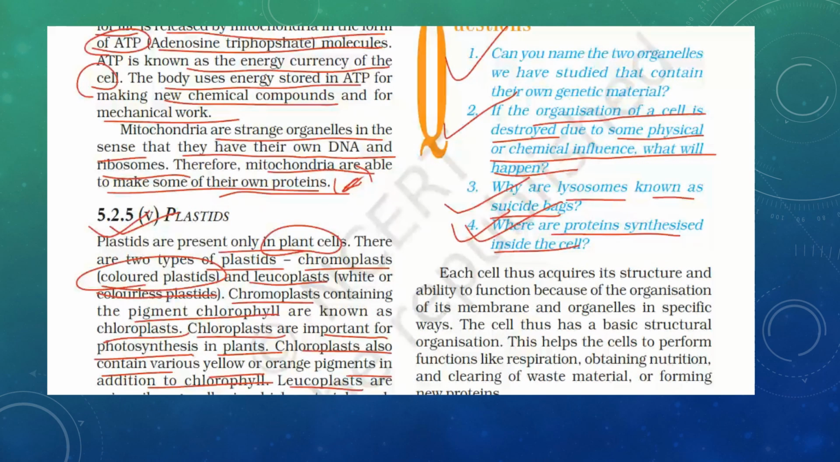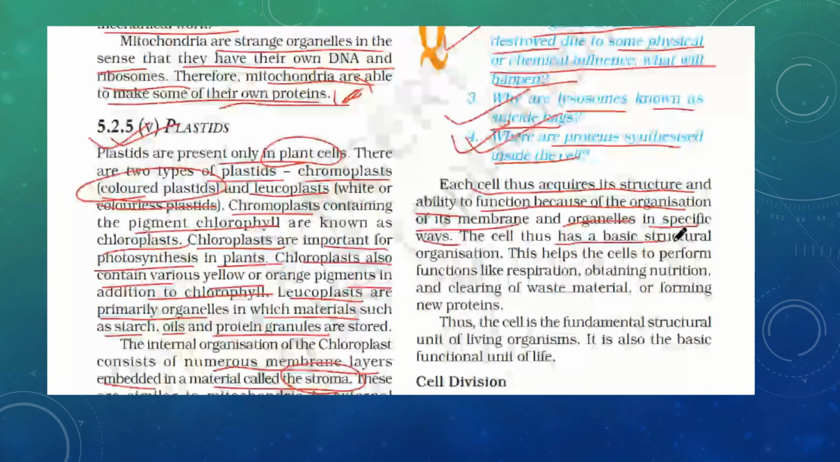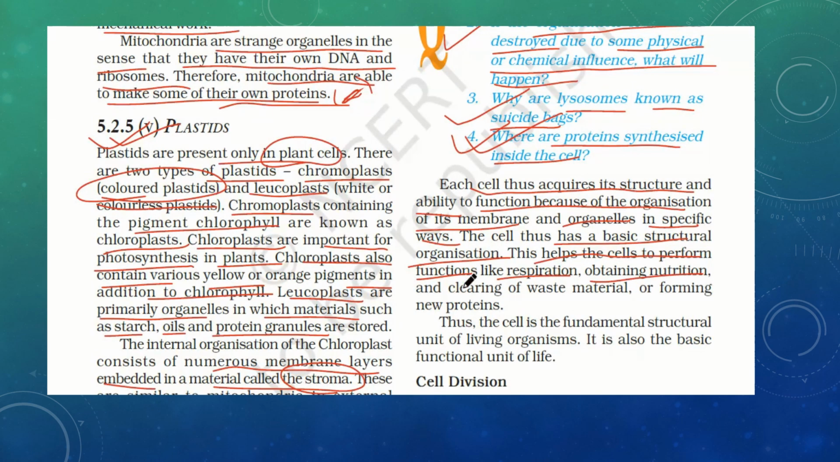After this, we will talk about cell division. Each cell acquires its structural ability to function because of the organization of its membrane and organelles in specific ways, right? The cell has a basic structural organization. This helps the cell perform functions like respiration, obtaining nutrition, clearing waste material, and forming new proteins. Thus, the cell is the fundamental structural unit of living organisms. It is also the basic unit of life, right?